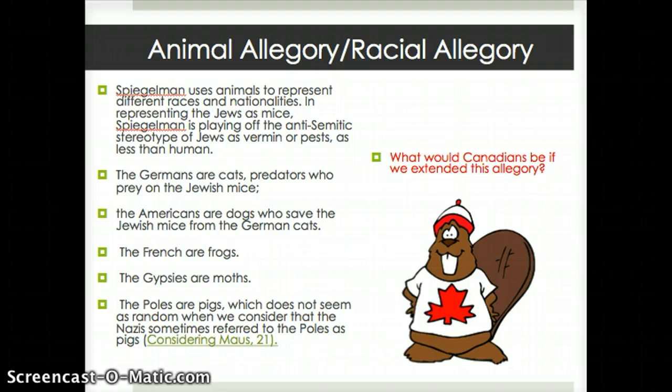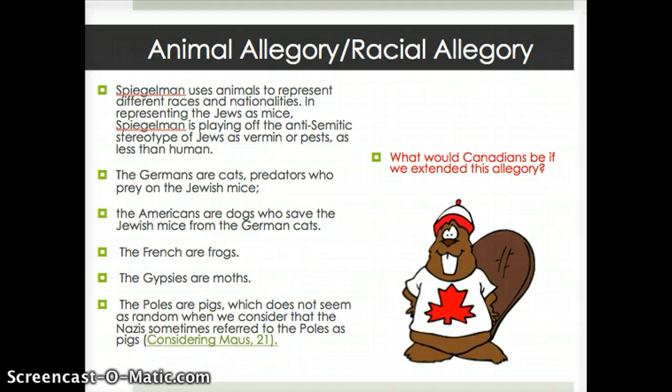And then the Americans are represented as dogs, so we have dog, cat, mouse. And if you know anything about the historical context of World War II, the Americans, their involvement as allies of Britain, their force stopped the war, right? Their influence and their military presence marked the end of World War II. So in that regard, we have the dogs coming in and curbing this predatory nature of the cats and their project of destroying the mice.